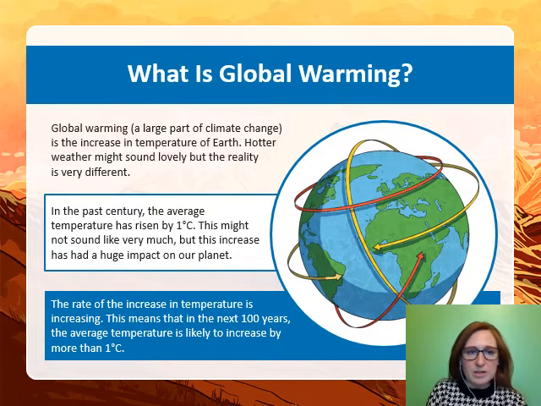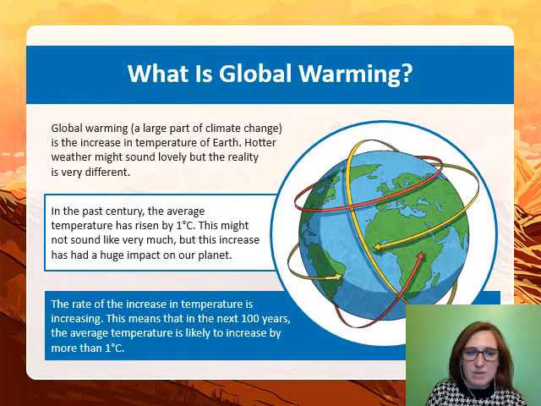What is global warming? Global warming, a large part of climate change, is the increase in temperature of Earth. Hotter weather might sound lovely, but the reality is very different. So climate change is about the whole of the climate changing. Global warming is the thing that's contributing to it. It's just a part of it.